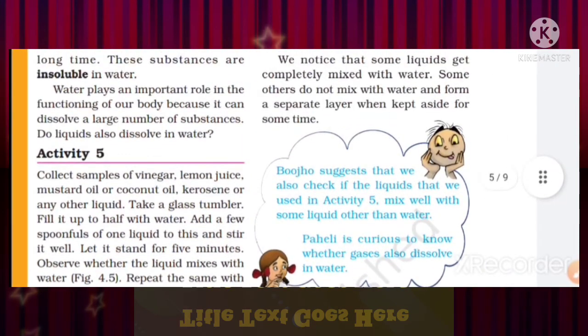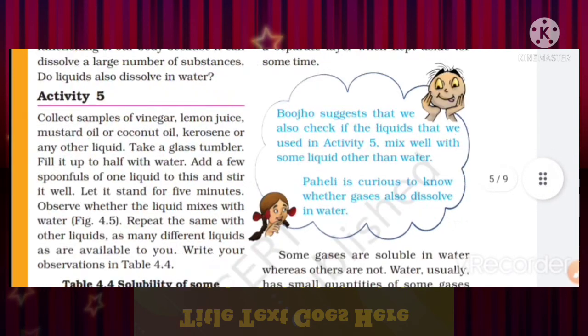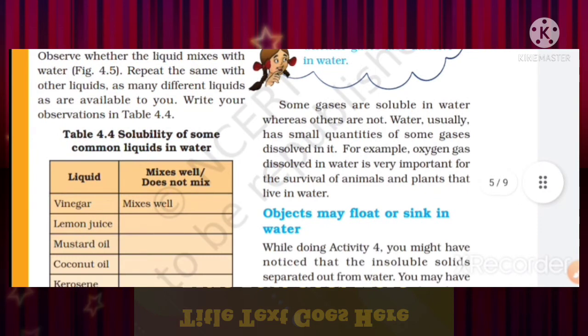We notice that some liquids get completely mixed while some do not mix with the water and form a layer. So some gases are soluble in water whereas others are not. See, there are 3 states of materials: solid, liquid and gaseous. Some solid materials are soluble in water, some are not. Some liquids mix well with water, and some do not mix with water. Like some gases are soluble in water, whereas others are not.